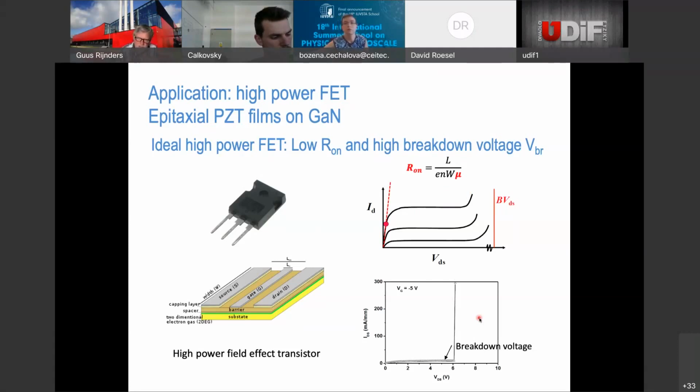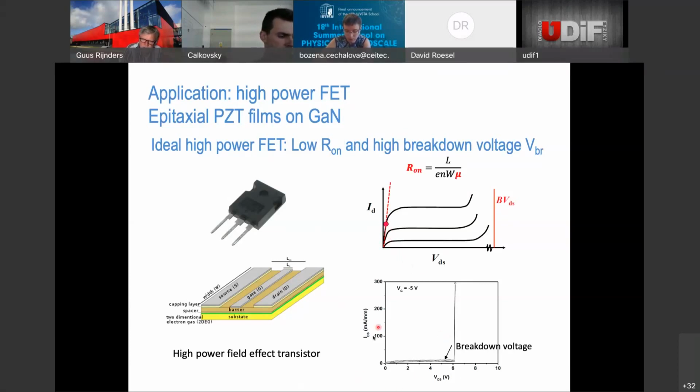And the takeaway message there is you want to use a switch as a switch for high power, for instance, in controls of batteries or any other type of applications. So what you need is, when the switch is on, you need a very low resistivity, but you also need a very high breakdown voltage.